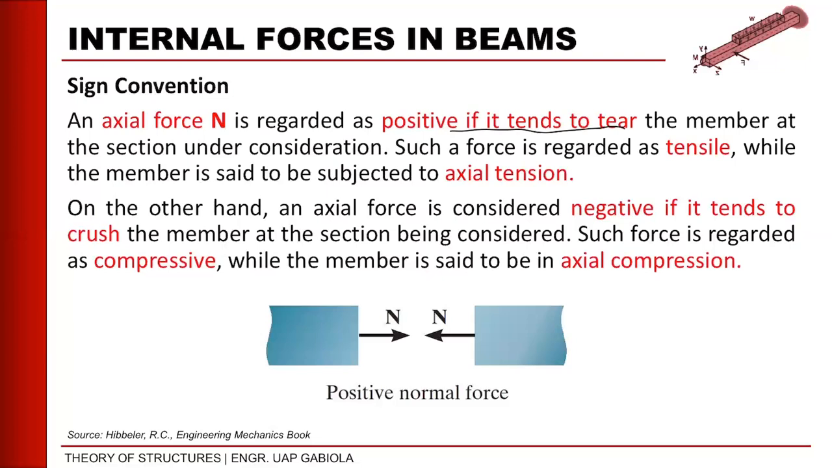Then on the other hand, an axial force is considered negative if it tends to crush the member. So, sabihin, pag i-crush yung member, ibig sabihin yung direction ng force natin is towards ng member natin. So, ang tendency niya is to compress, okay, yung member. Kaya such force is regarded as compressive while the member is said to be in axial compression.